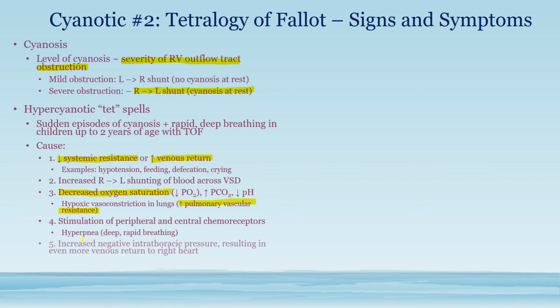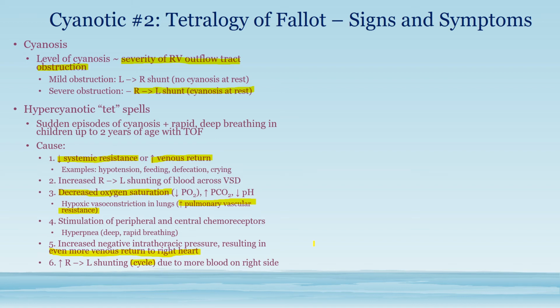And what is this going to do? It's going to increase negative intrathoracic pressure, and now you get even more venous return to the right heart. And remember, what was the problem in the first place? Too much right to left shunting, too much venous return. You increase the venous return more, and you cause even more problems. So you have a cycle that forms due to more blood on the right side.